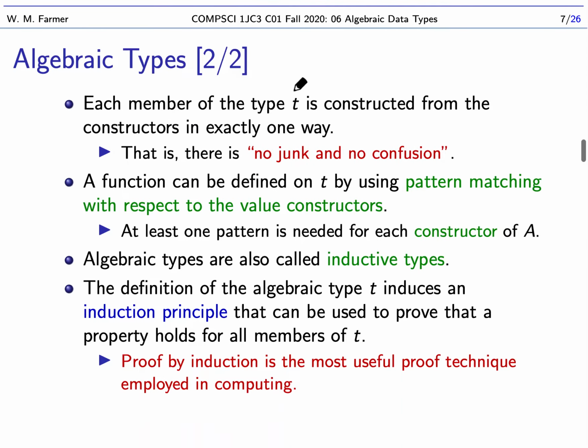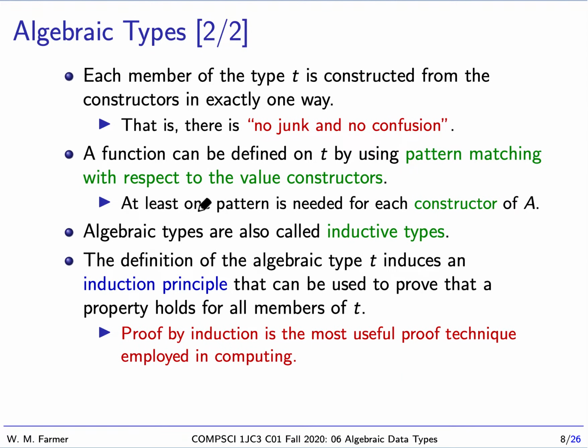And so there's a slogan that goes with this called no junk. No junk means that every member of T is constructed from the constructors. There are no members that are not constructed in this way. And no confusion. No confusion says if we have a member of T, it can only be constructed in one way. So there's no confusion. We can't construct members in more than one way.